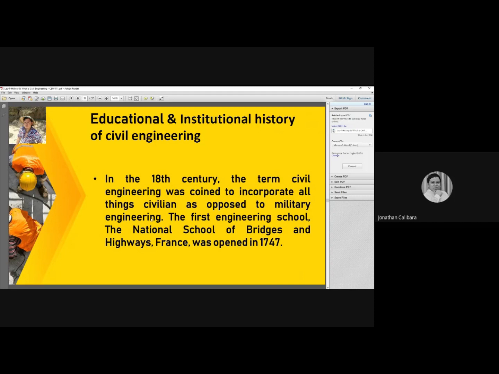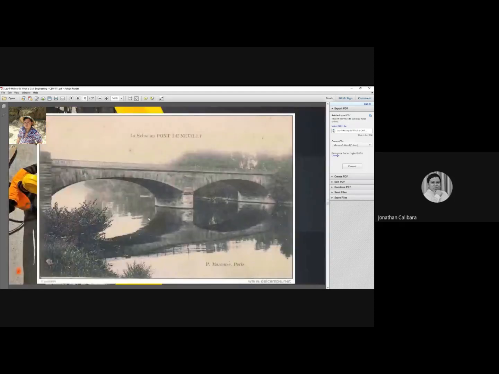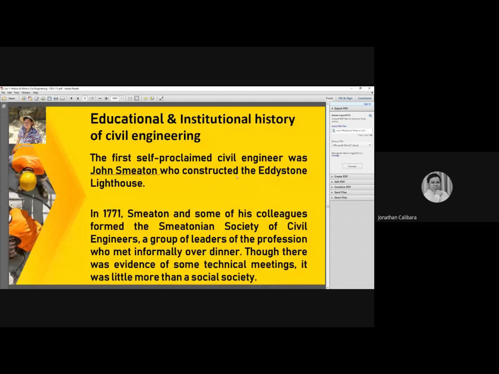The first self-proclaimed civil engineer was John Smithson, who constructed the Eddystone Lighthouse. Then in 1771, Smithson and some colleagues formed the Smithsonian Society of Civil Engineers. So this was the creation of groups about engineers and their companions. There was evidence of some technical methods, and it was later more than a social society.